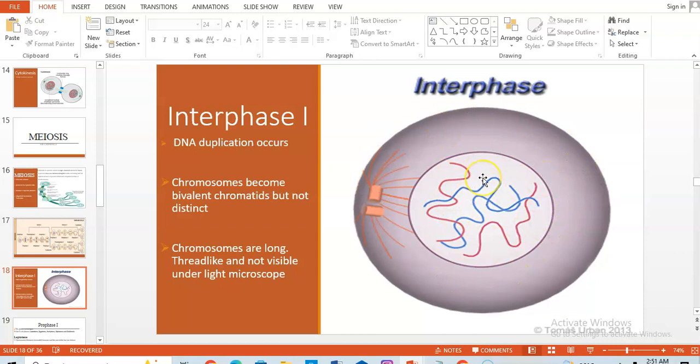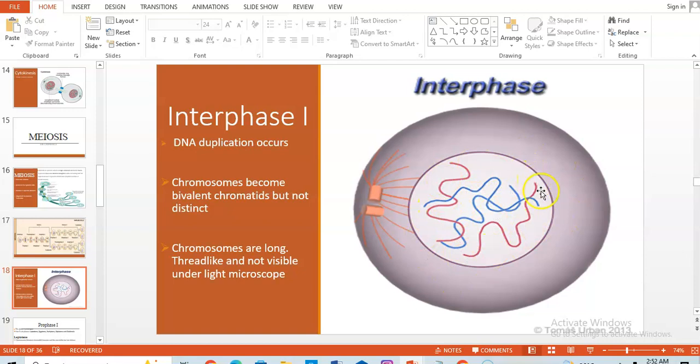Interphase is the phase between successive cell divisions. So it's the phase between the end of one meiotic division and the beginning of another meiotic division. At this phase, the cell is at rest, getting ready to go into another cell division.